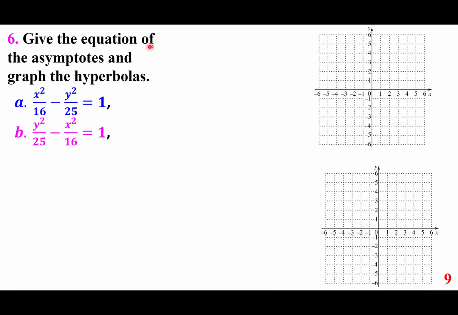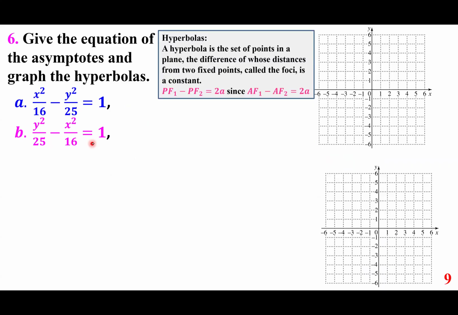Given the equation of the asymptotes and graph the hyperbolas, there are 2 of them. A, x squared over 16 minus y squared over 25 equals 1. B, y squared over 25 minus x squared over 16 equals 1. So what's a hyperbola? Let's discuss that and the properties.